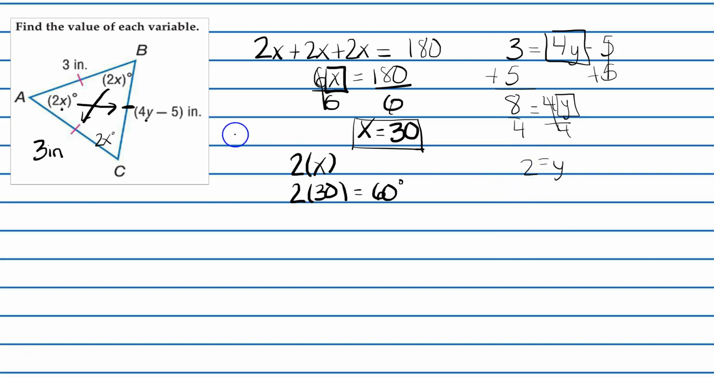Let's just say you want to double check that you did this correct. You can plug it back into your equation. So 4 times 2 minus 5, which is 8 minus 5, gives us 3, which is exactly what you wanted. That would be your 3 inches. That's a great way to double check. But here, they just wanted you to find the variable. So y is equal to 2. And there we go.